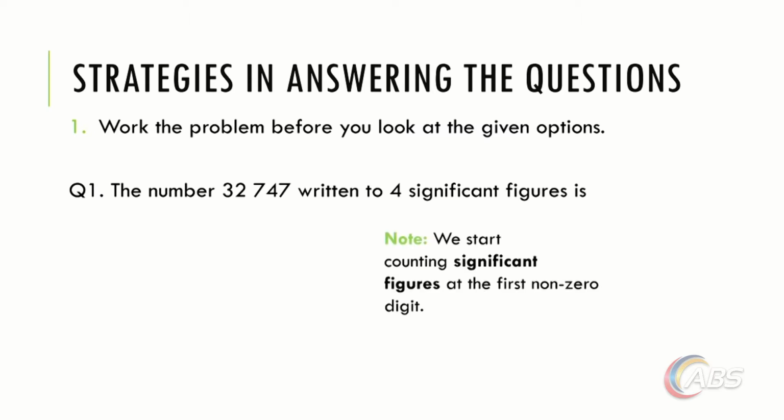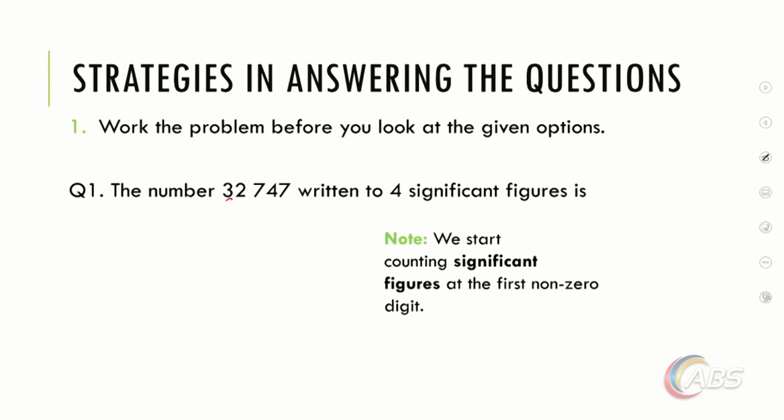Significant figures: when we look at significant figures, we start counting from the first non-zero digit. So if we look at our number, 32,747, with our knowledge of what significant figures are, just to recap, we start counting from the first non-zero digit, in this case, from left to right. Our first digit is 3, so the 3 would be our first significant figure.